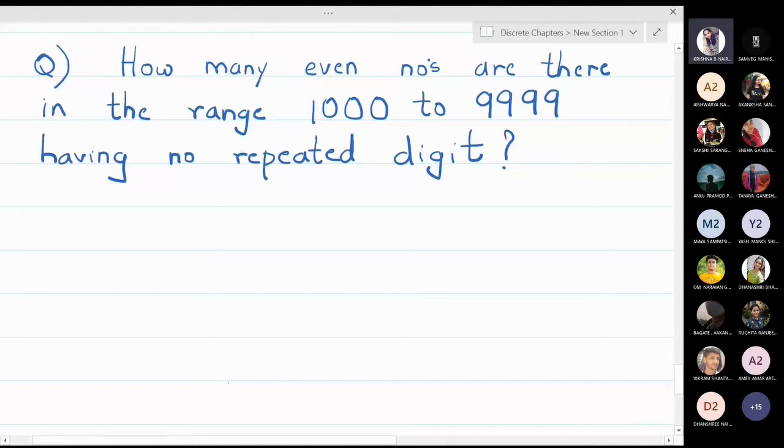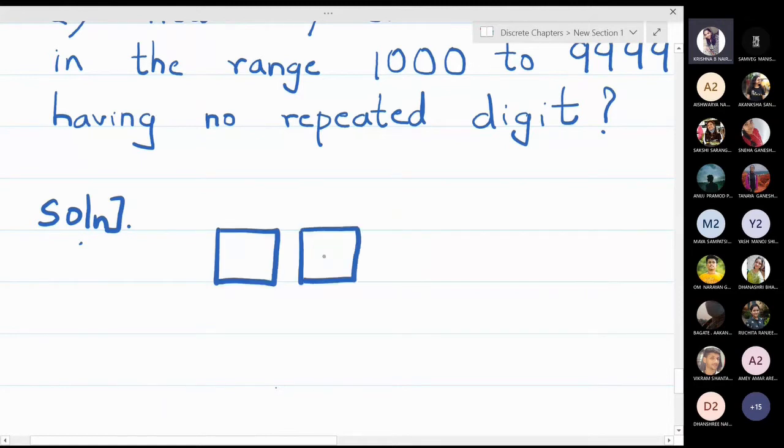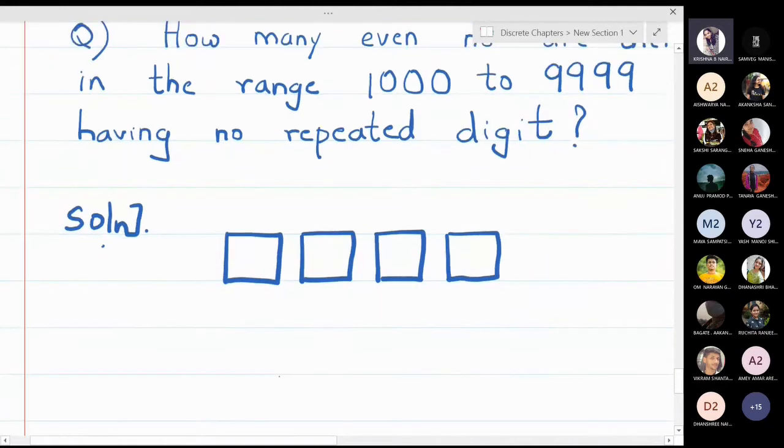Okay, so the next problem is: how many even numbers are there in the range 1000 to 9999 having no repeated digits? So the solution is as follows. We have to find all four digit numbers from 1000 to 9999 which have no repeated digits.